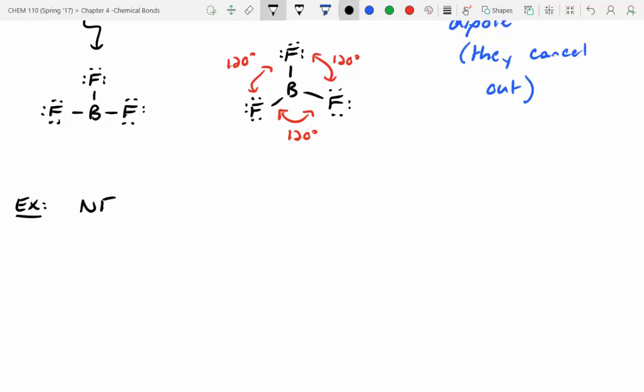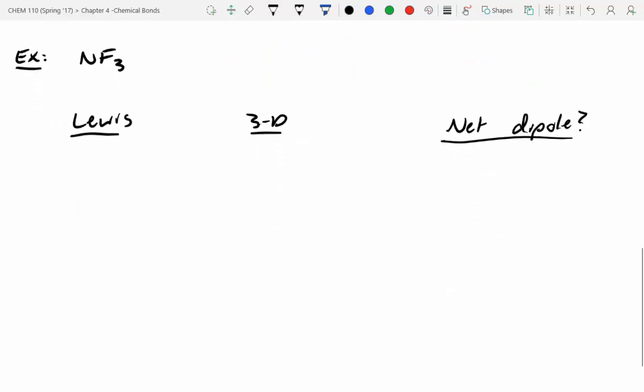Let's do NF3. So same sort of thing, we'll do a Lewis structure, we'll do a 3D structure, and then we'll ask if there's a net dipole. So let's start with nitrogen. It's going to be our central atom again. How many valence electrons? 5. So 1, 2, 3, 4, 5. There we go.